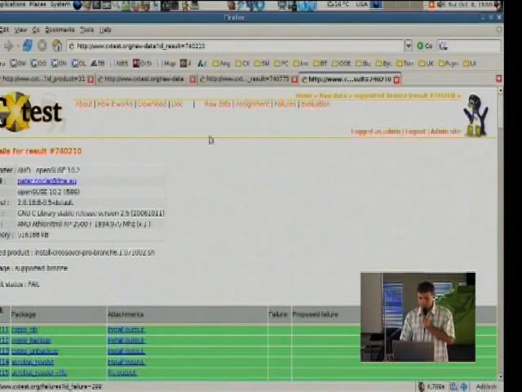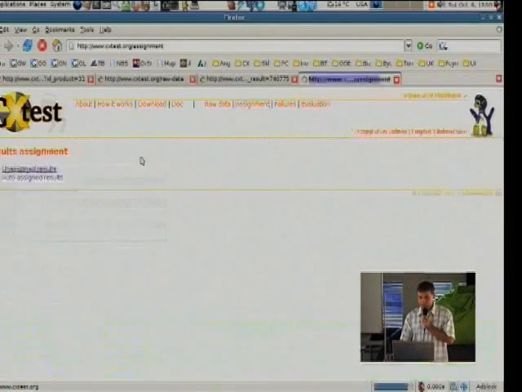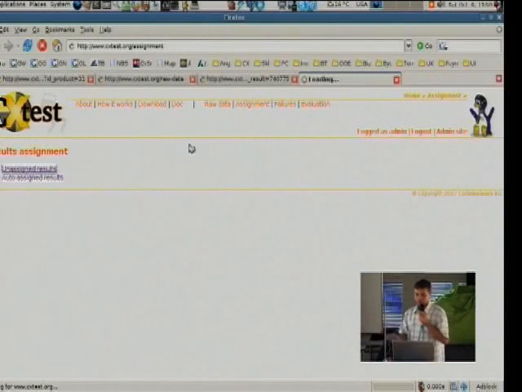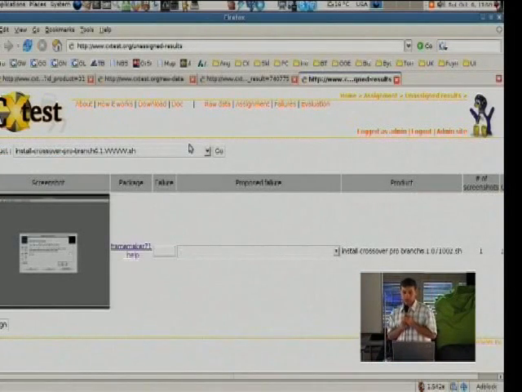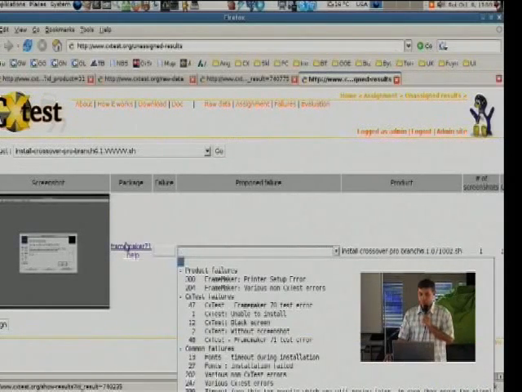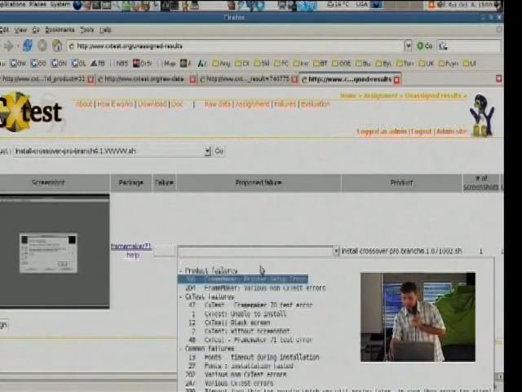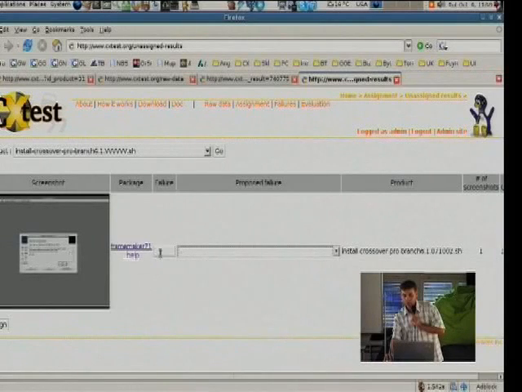Okay, then that was auto-assigned results, and if the matching logic fails, you have the result which appears in unassigned results. Unassigned means that the system wasn't able to recognize it, and it's up to you what to do with such a result. Well, you have the proposed failure, which is based on the package. That means the system knows that FrameMaker 7.1 in the past failed with all these failures, and you can choose one of them, or you can enter your own failure, create new if you want.